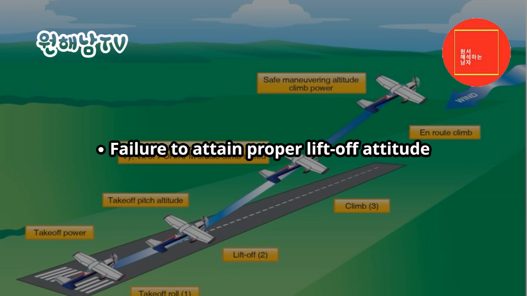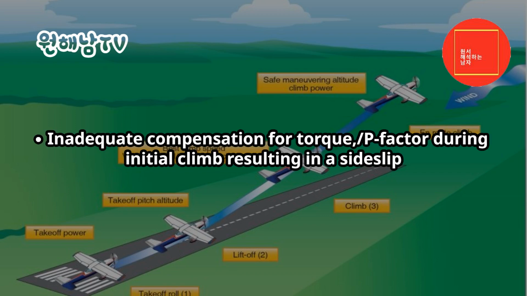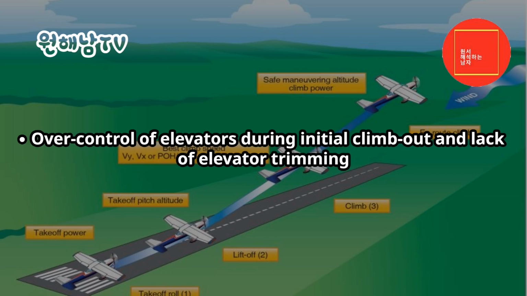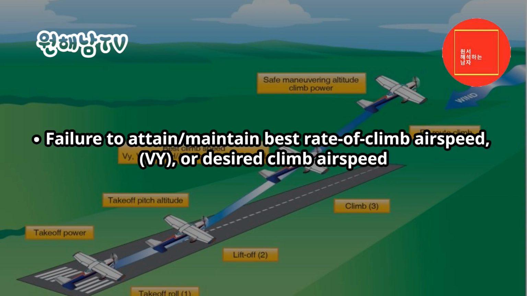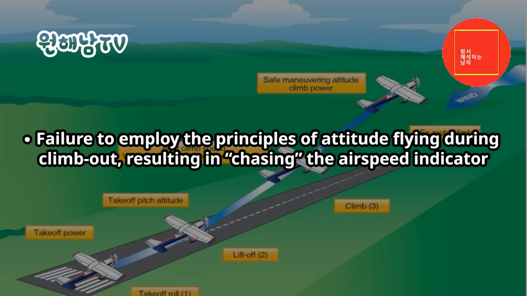failure to attain proper liftoff attitude, inadequate compensation for torque and P-factor during initial climb resulting in a sideslip, over-control of elevators during initial climb out and lack of elevator trimming, limiting scan to areas directly ahead of the airplane, pitch attitude and direction, causing a wing, usually the left, to drop immediately after liftoff. Failure to maintain best rate of climb airspeed, VY, or desired climb airspeed. Failure to employ the principles of attitude flying during climb out, resulting in chasing the airspeed indicator.